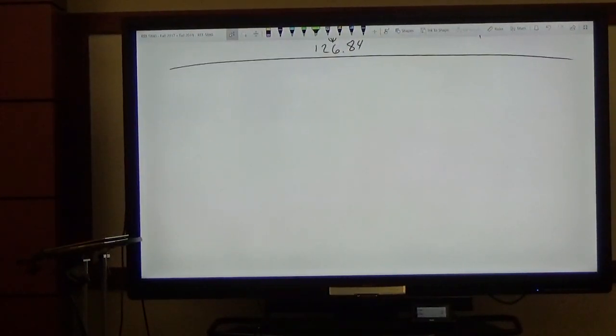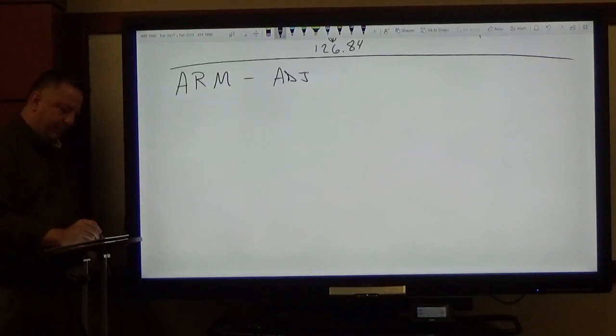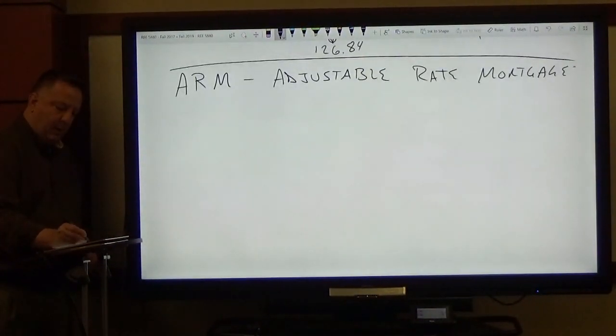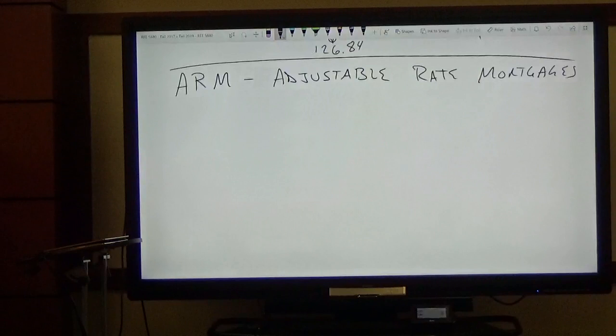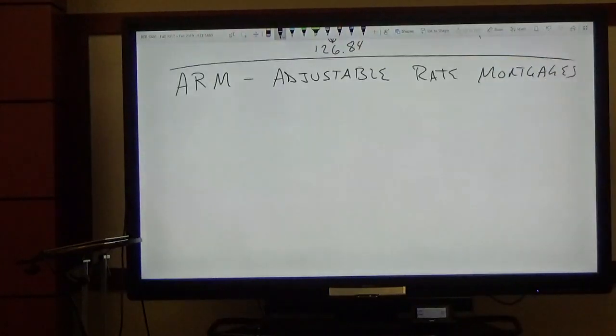This is the one topic that everyone just absolutely cringes at. Adjustable rate mortgages. Also known as variable rate mortgages, but most commonly known as adjustable rate mortgages, or ARMs.